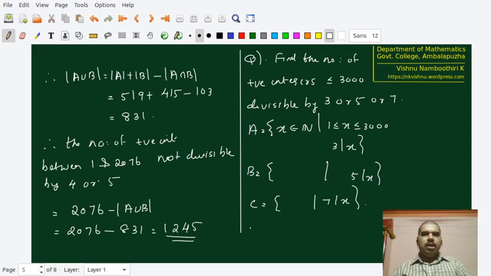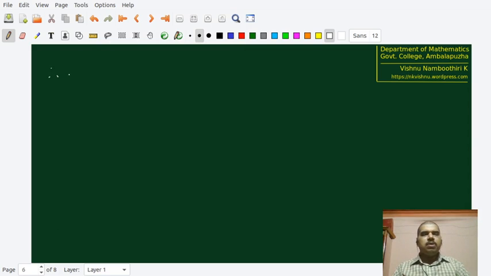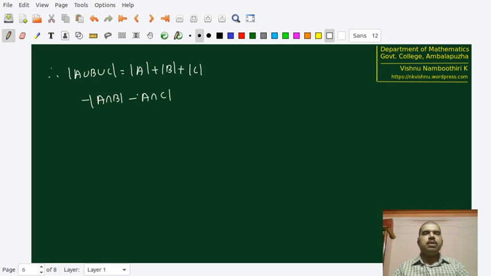We have 3 sets. Now we need to find the number of elements, number of positive integers that are divisible either by 3 or by 5 or by 7. Therefore, we need to find the number of elements in A union B union C. Therefore, A union B union C equal to, using the inclusion exclusion, A plus B plus C minus A intersection B minus A intersection C minus B intersection C plus A intersection B intersection C.